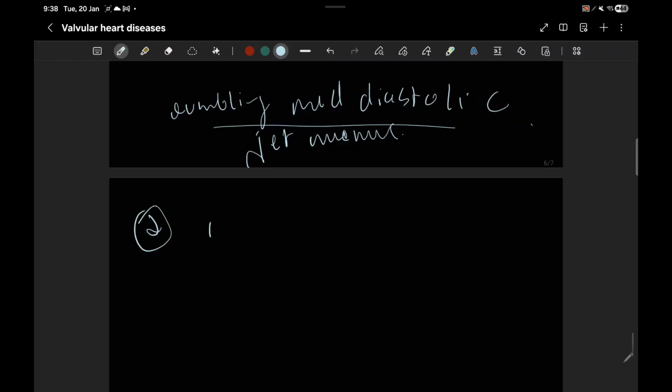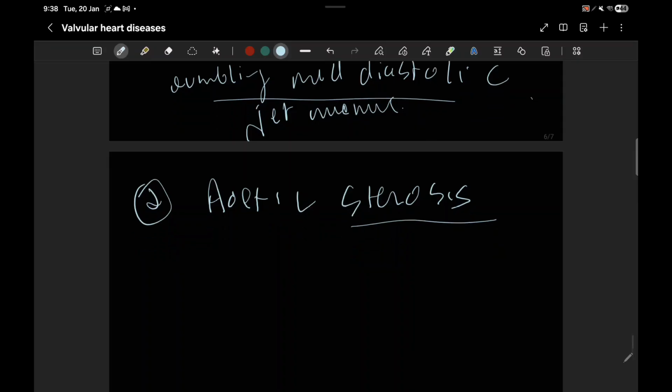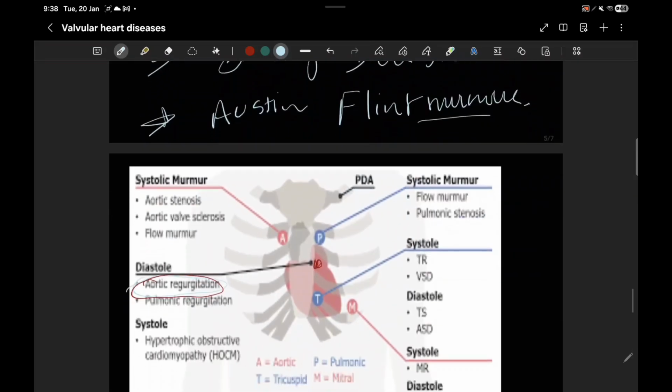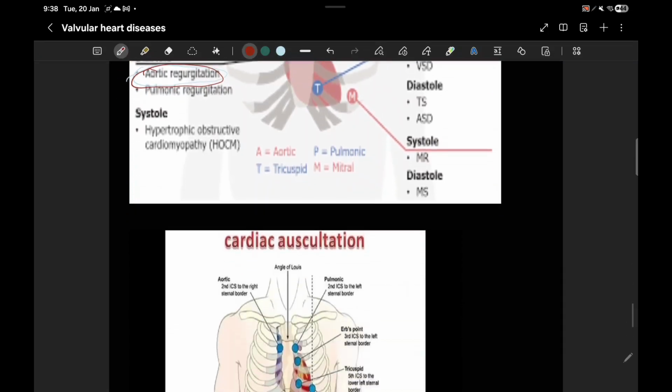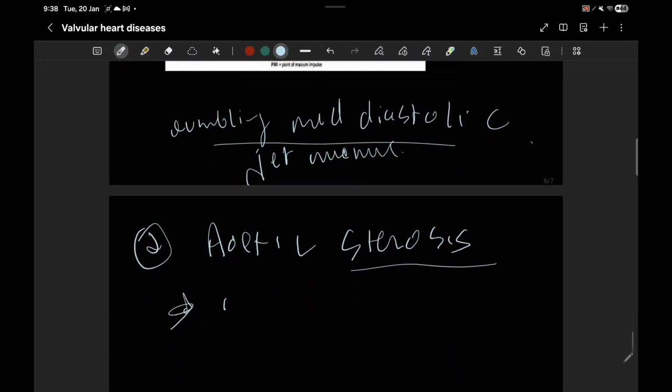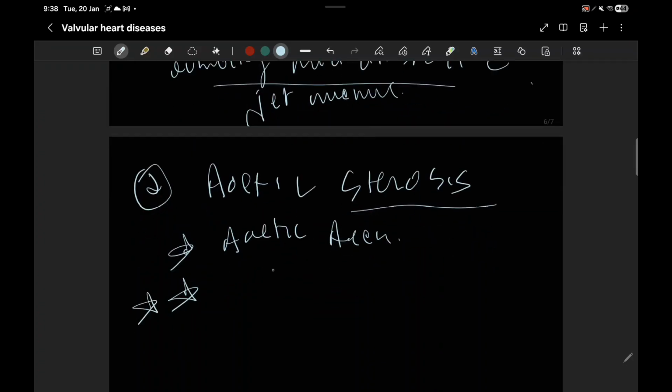Now let's discuss aortic stenosis. I told you, constriction. Where is it heard? Aortic stenosis is heard in the aortic area. What is the character? Important point, guys: it's a crescendo-decrescendo pattern.